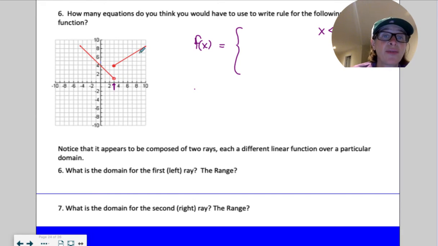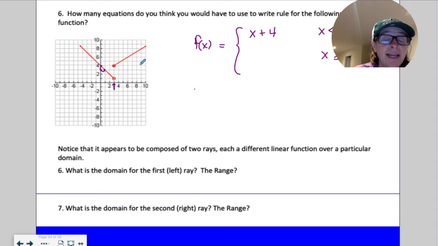And then this function on the right, again, a line, I'm looking at it from 3 the other direction. So that would be x that is greater than or equal to 3. All right, let's not worry about the range quite yet. Okay, so this left equation, it's a line, so I'm going to find the slope. So I can see that I'm going down 1 over 1 between points. So that's negative x, and the y-intercept is 4, so plus 4.